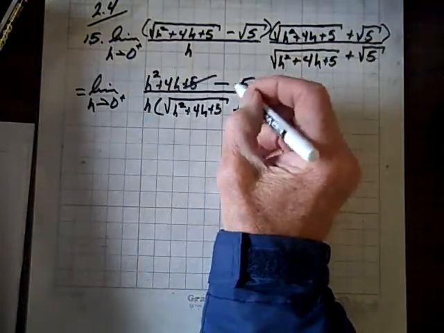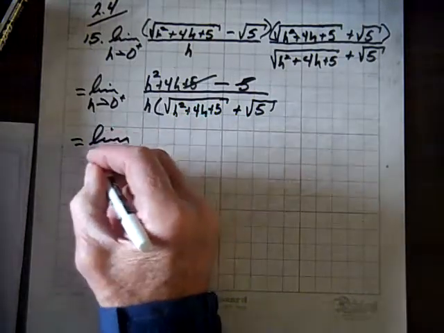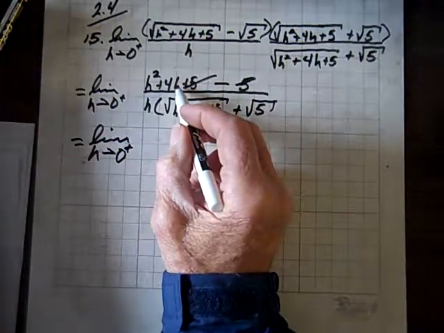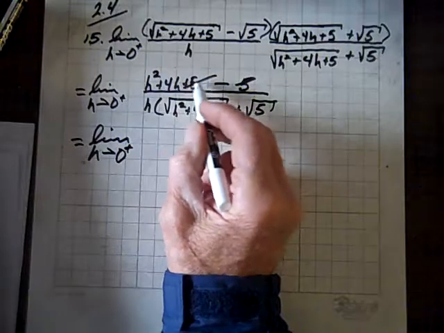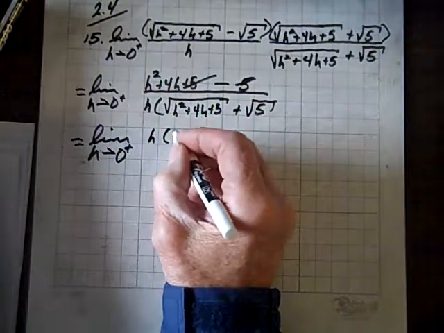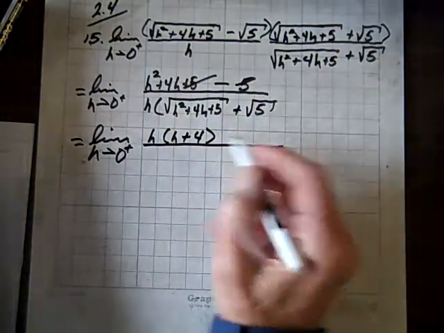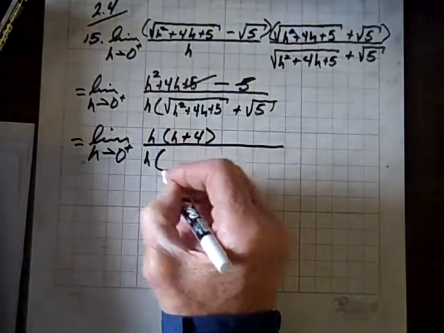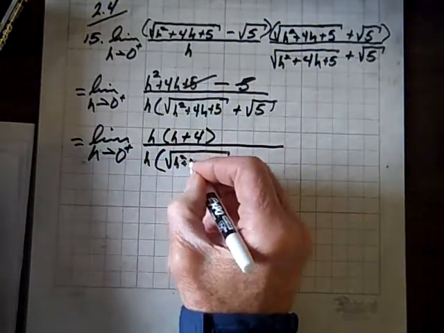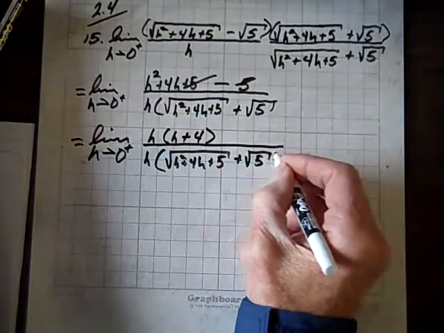Now here the 5's cancel out, as h goes to 0 from the right, from above, and we'll factor the numerator with these 5's gone. We've got an h in both terms, so we can factor an h out of both terms, and we're left with h plus 4. And downstairs, we still have this factor of h and the square root of h squared plus 4h plus 5 plus the square root of 5.